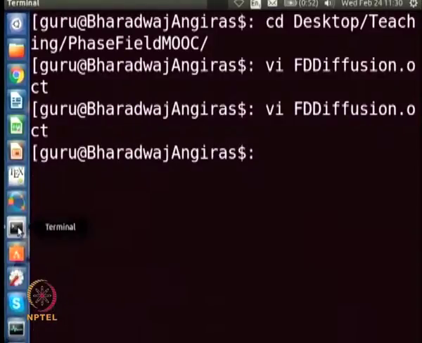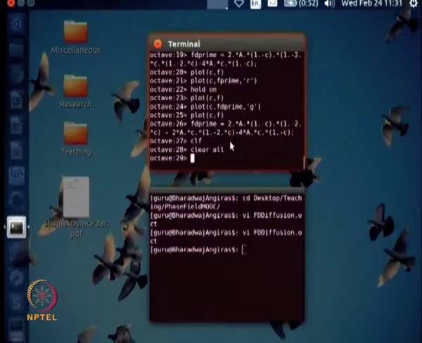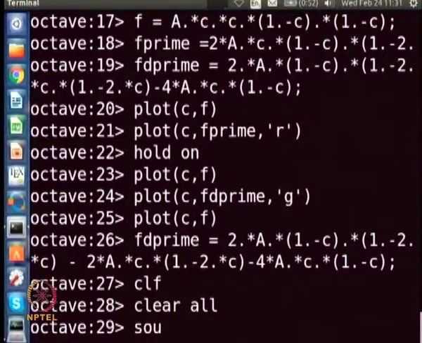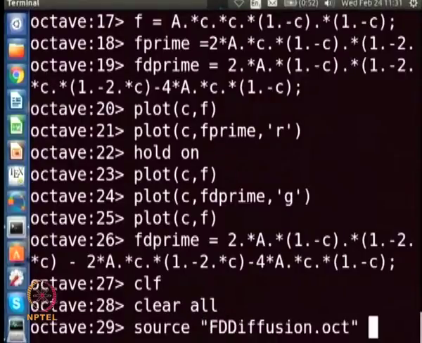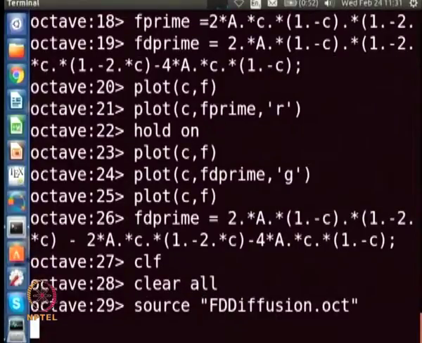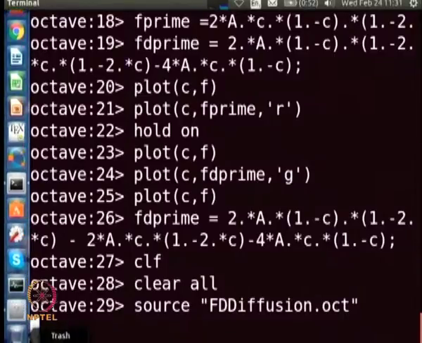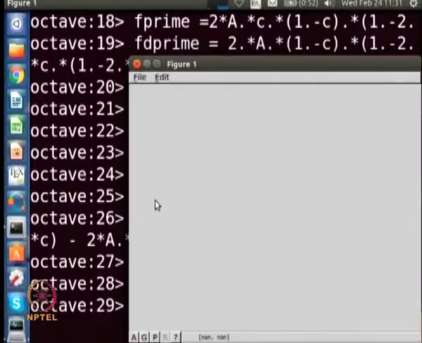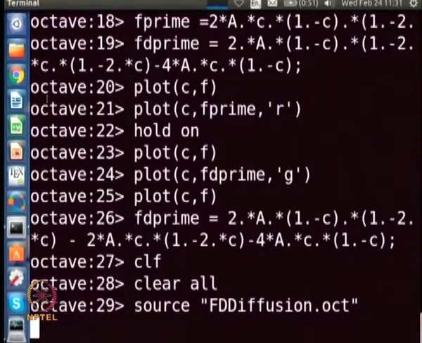So, I am going to go to Octave, and I am going to source fd diffusion.oct. Okay. So, this is now taking a sinusoidal profile, and it is going to give me what happens at the end. So, we have taken one sinusoidal profile, and the red line is going to say what happens after some time to this profile. So, that is what we are looking for in this case.